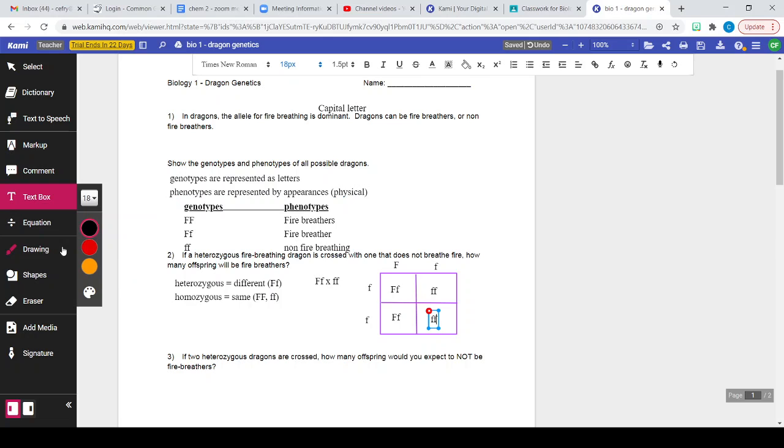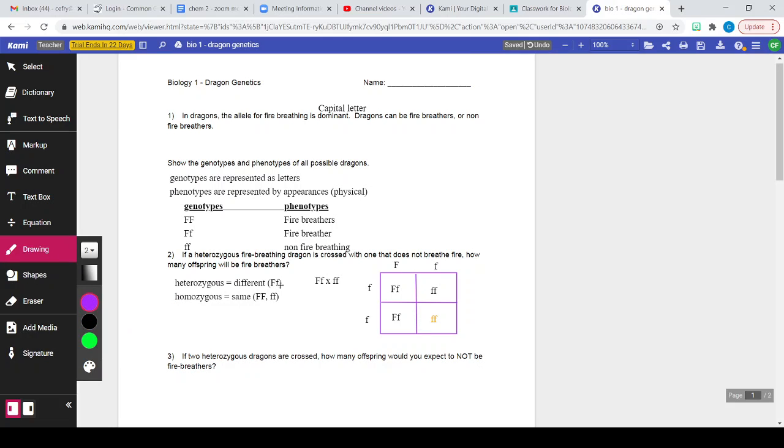So you can see what I'm doing here. I am bringing down and across. Same with this. Change my colors here real quick. I brought this capital F down and this lowercase f across. And then I'm bringing down and across. So that's how I'm filling this in.